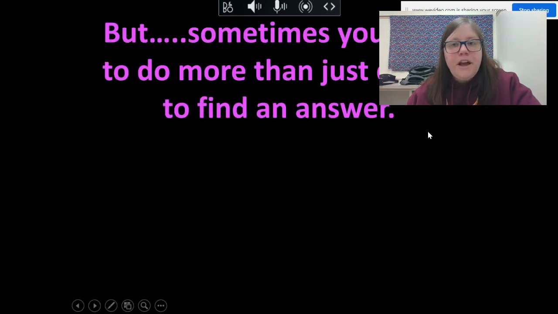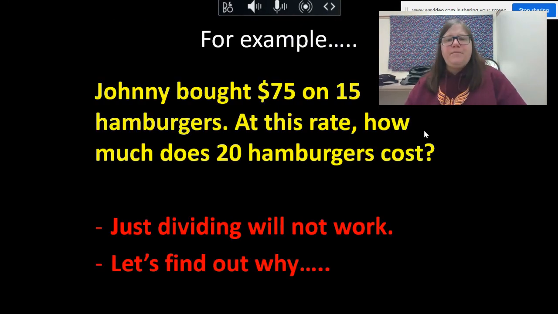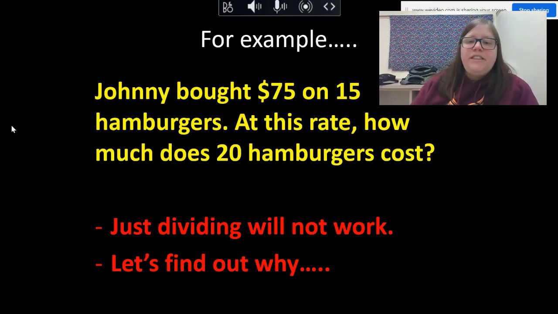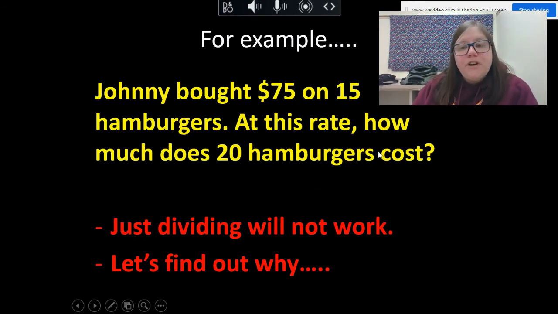But sometimes you're going to have to do more than just divide to find an answer. So for example, Johnny bought $75 on 15 hamburgers. At this rate, how much do 20 hamburgers cost? Now we're going to be doing what we just did, and then we have to take it another step further.